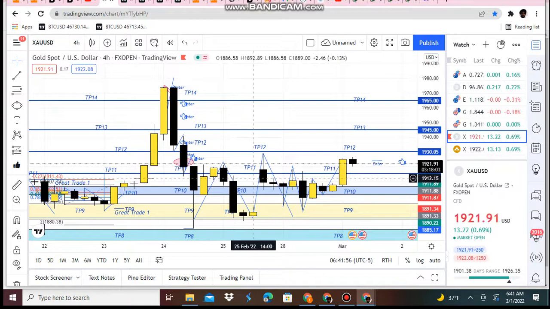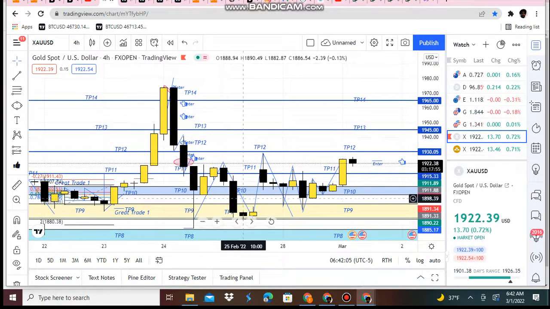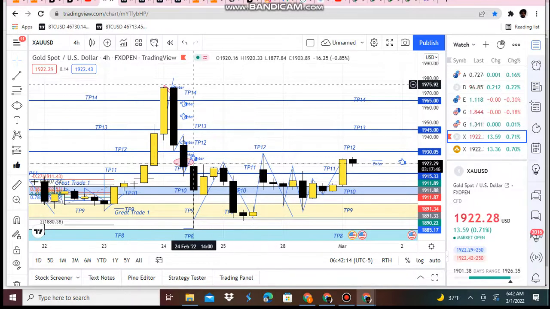This has prevented Russia from attacking Ukraine. They're actually currently talking right now. So because of that, this is why gold is heading back down now. As you know, it already went to this multi-year high last week, February 24th, 2022.